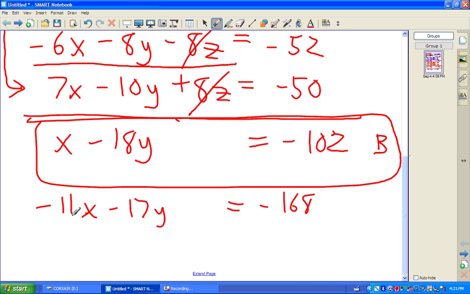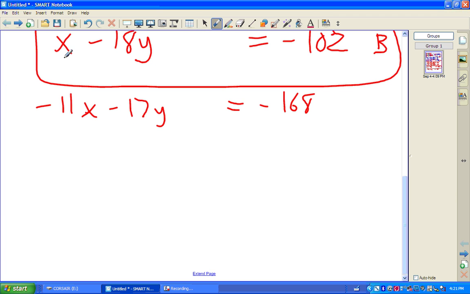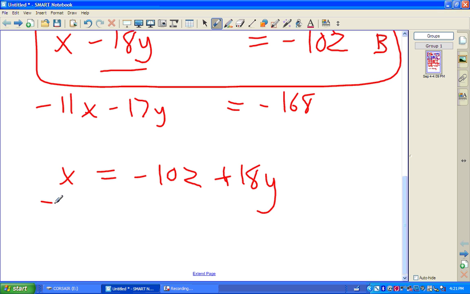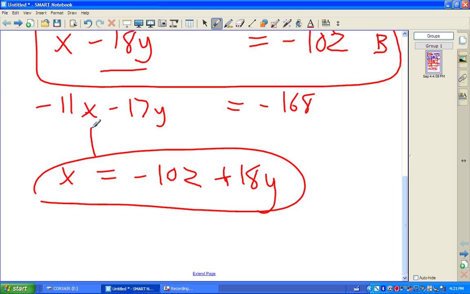I'm going to try something different here. This top equation, B, actually looks like I could use that for substitution. So I'm just going to rewrite x equals minus 102. I'm going to move this 18y over to the other side, plus 18y. And now I've got x in terms of only y. I can plug it in right there and solve that for the whole equation.